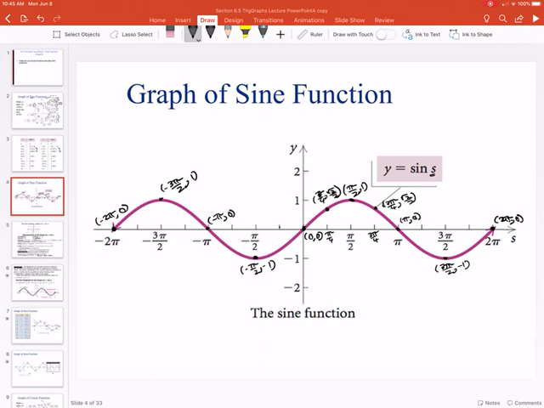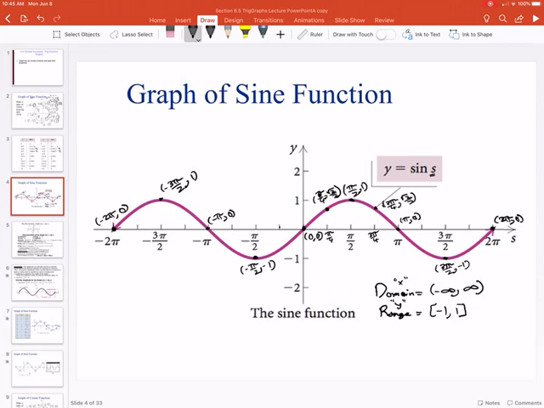So looking at characteristics, we talk about the domain of the sine function. Domain is all real numbers, -infinity to infinity. And our range, our graph takes place on the y-axis. Remember, domain is x, range is y. Our range is all y values greater than or equal to -1 and less than or equal to +1.